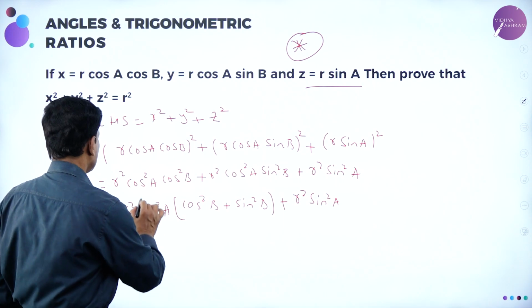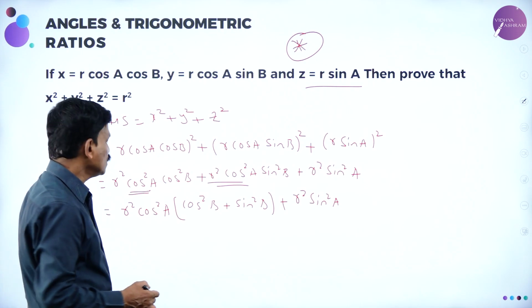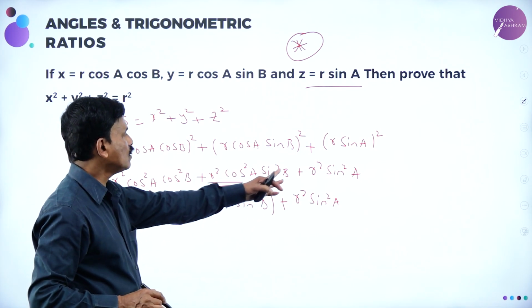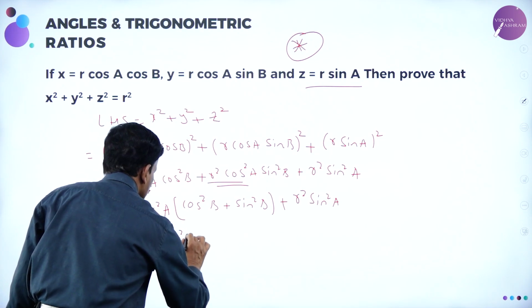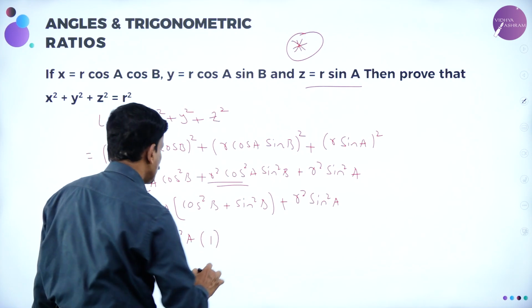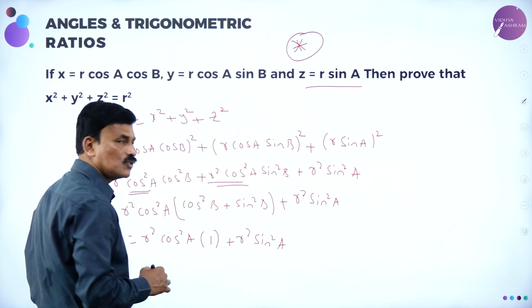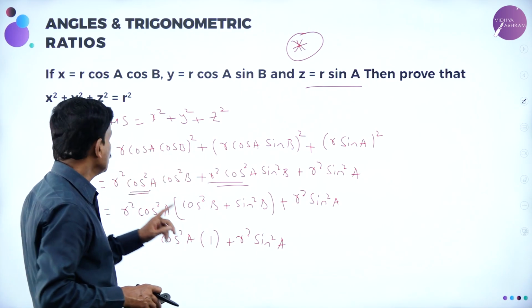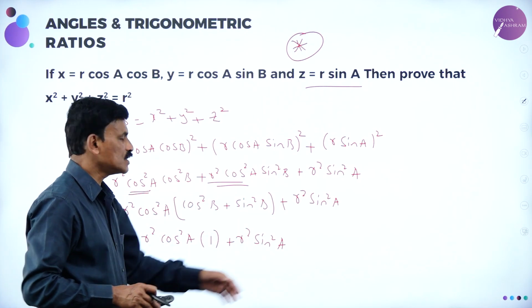See, here you can take r square cos square a as a common factor. Cos square b plus sin square b is the remaining part, and r square sin square a is as it is. Now this can be written as r square cos square a into, now what is cos square theta plus sin square theta? 1. Cos square b plus sin square b is 1, plus r square into sin square a. Okay, see here. So first substitute the values of x, y and z, then take r square cos square a as common factor. Cos square b plus sin square b is 1, and r square sin square a is as it is.